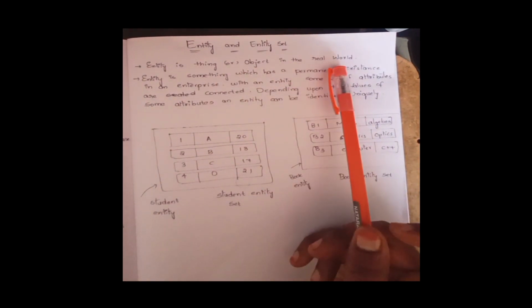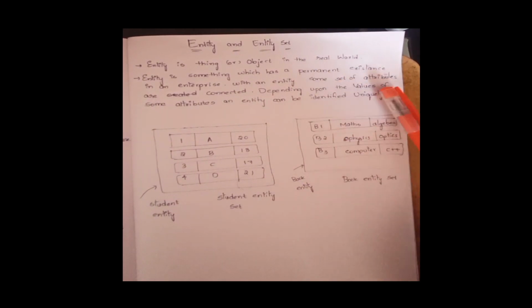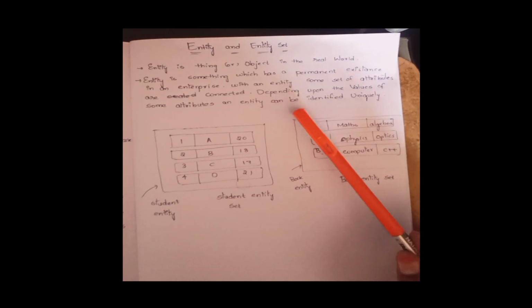First thing, an entity is a thing or object in the real world. And an entity is something which has a permanent existence in an enterprise. With an entity, some set of attributes are connected. Depending upon the values of some attributes, an entity can be identified uniquely. So, this is the basic definition of the entity. An entity is something which has permanent existence.